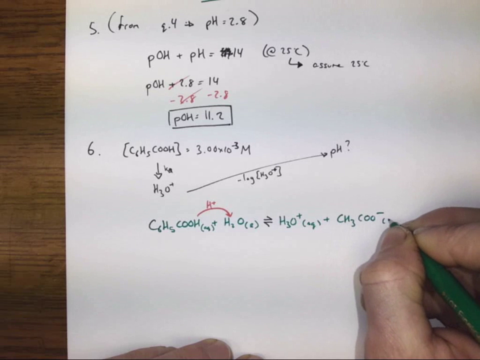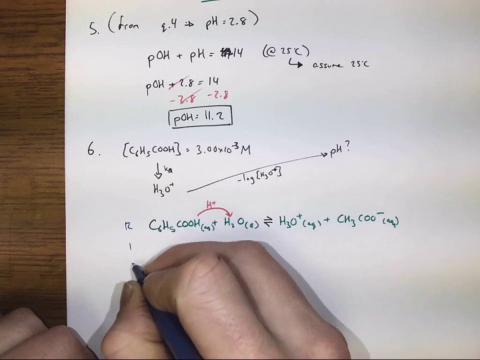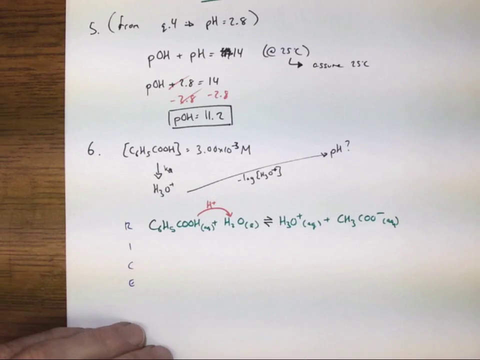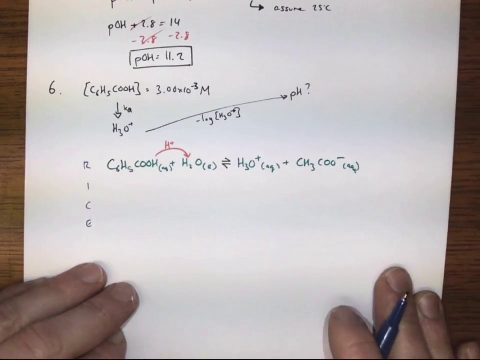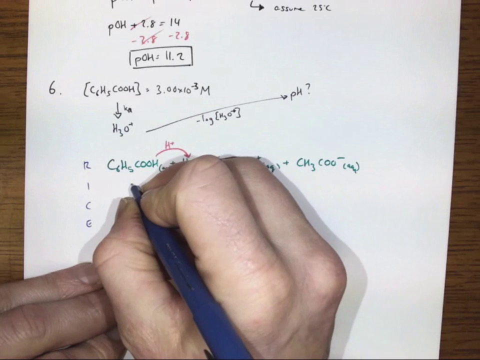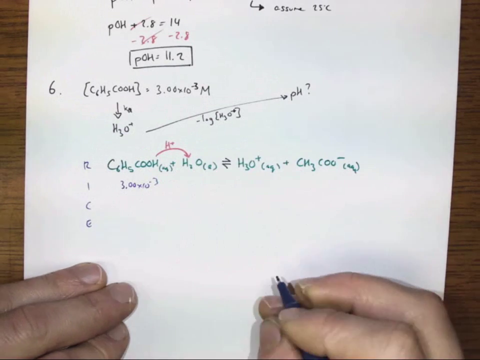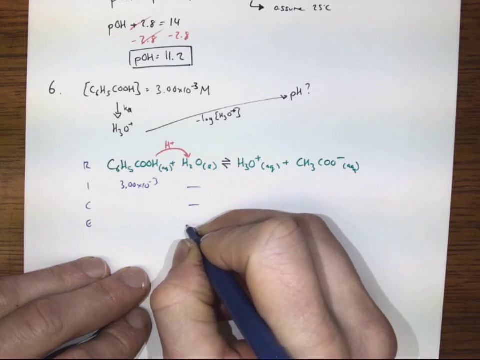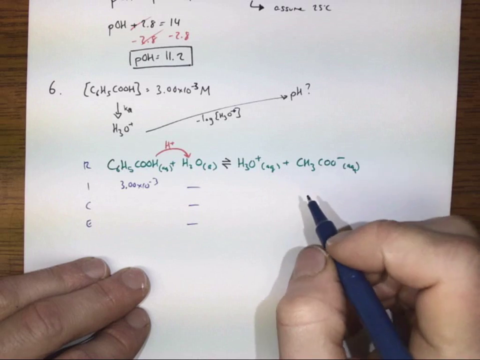CH3COO, that's aqueous. Okay. And we said we'll make a rice box. Okay. So we know the concentration of the acid. It's 3.00 times 10 to the negative 3 moles for every liter. And we know water we don't really express in terms of concentration.